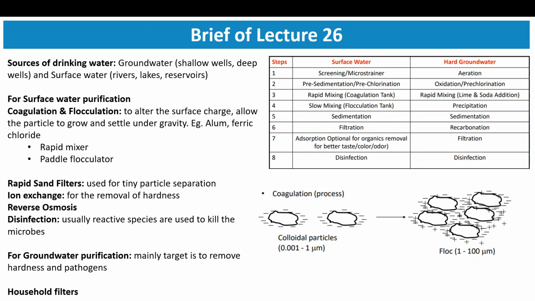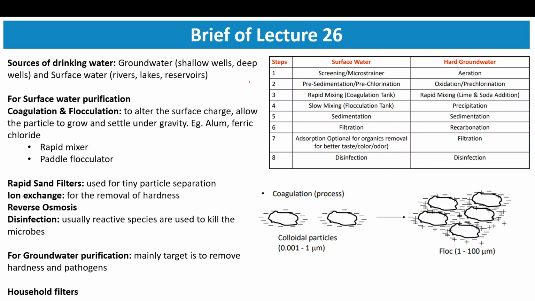So now if we talk about water, we basically have two main sources for drinking water: groundwater, which can include shallow wells and deep wells, and surface water, including rivers, lakes, and reservoirs. Now, there are increasing industrial activities, agricultural activities, and household usage.